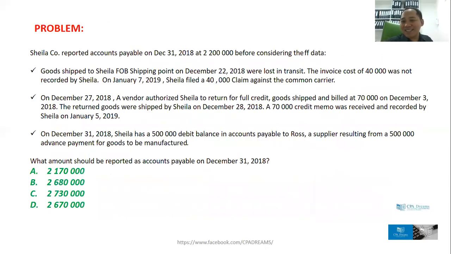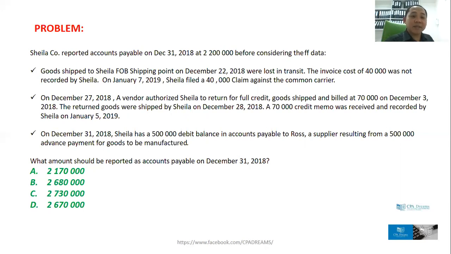Okay, now let's answer a problem, to have an understanding of how you report accounts payable or the liability in the balance sheet. Again, to answer the problem, you need to look at the question first. What amount should be reported as accounts payable on December 31, 2018? Then you go through the bullet points one by one. If the situation is presented like this, then that's the way you calculate it.